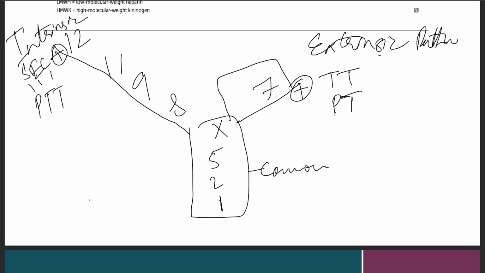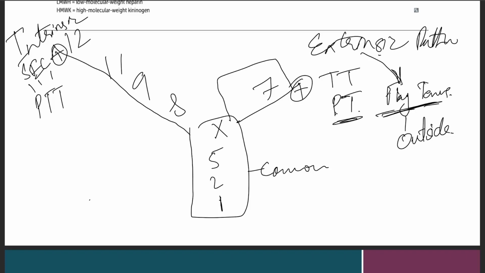Extrinsic PT, the mnemonic is PT, play tennis. Where do you play tennis? Outside or inside? Outside. So play tennis outside. Extrinsic, meaning outside. Play tennis is extrinsic. And the war is also outside, right? War is also outside. And Warfarin, for Warfarin we also check PT.